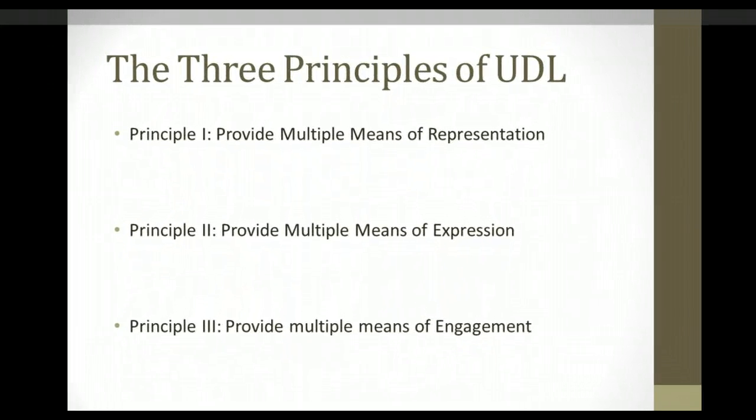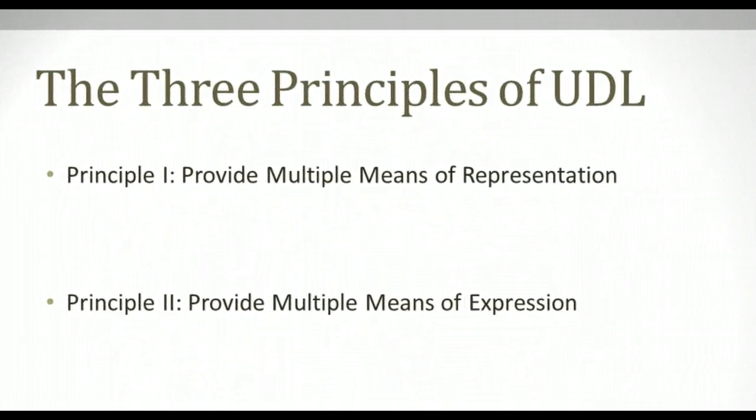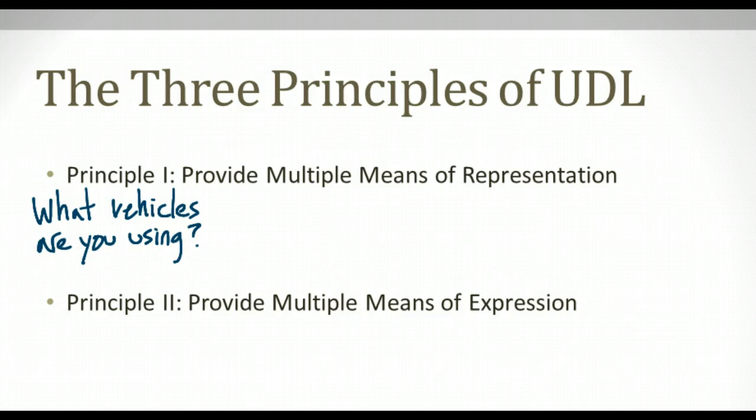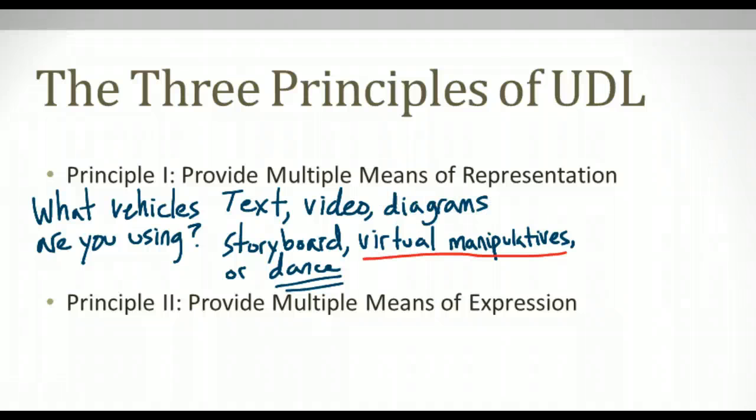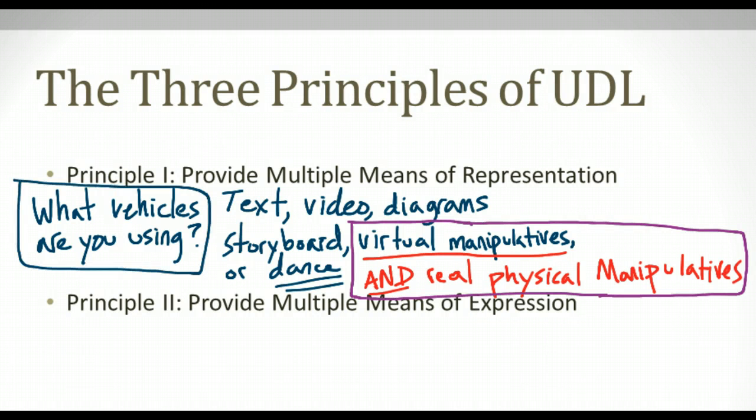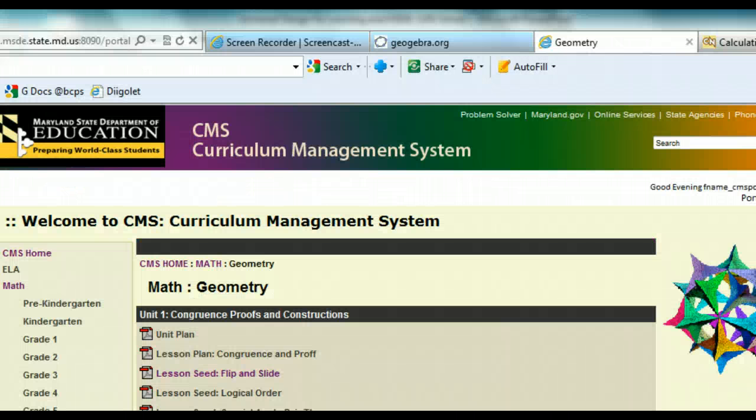Principle 1. Provide multiple means of representation. To me, that says, what vehicles are you using? You could use text, video, tables, storyboard, virtual manipulatives, or even dance. In fact, this video presentation I'm giving you now is a vehicle for providing representation. But specifically, I'd like to look at virtual manipulatives and real physical manipulatives for a specific lesson seed. And I picked lesson seed Flip and Slide.